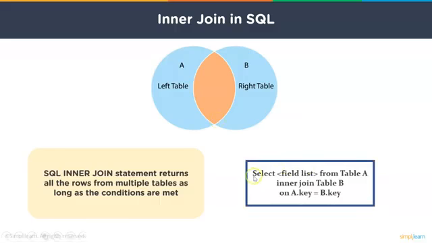Now you can see the syntax here. We have the select command and then we give the list of columns from table A, which you can see here is the left table, followed by the inner join keyword and then the name of the table, that is B, on a common key column from both the tables A and B. Now let me take you to MySQL Workbench and show you how inner join works in reality.